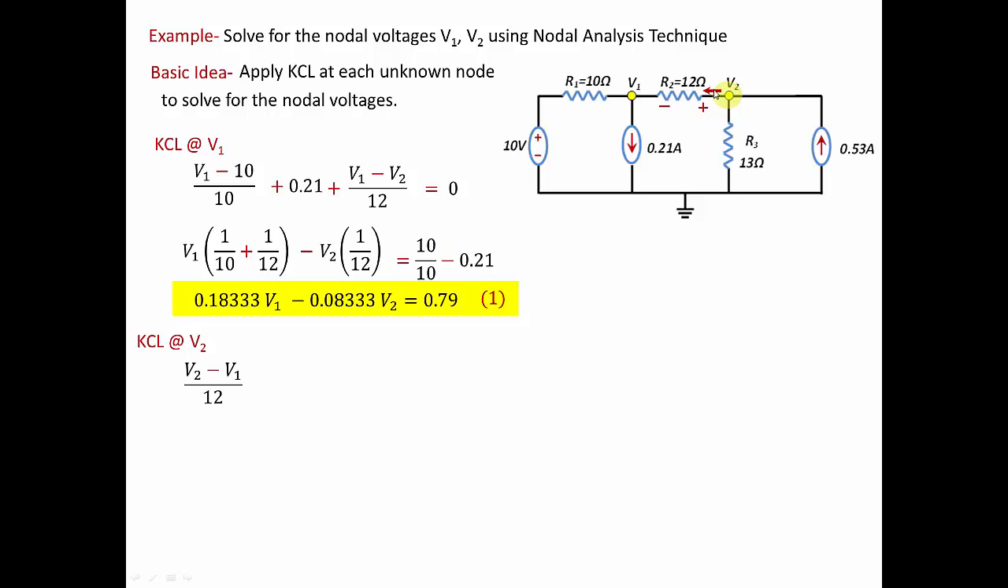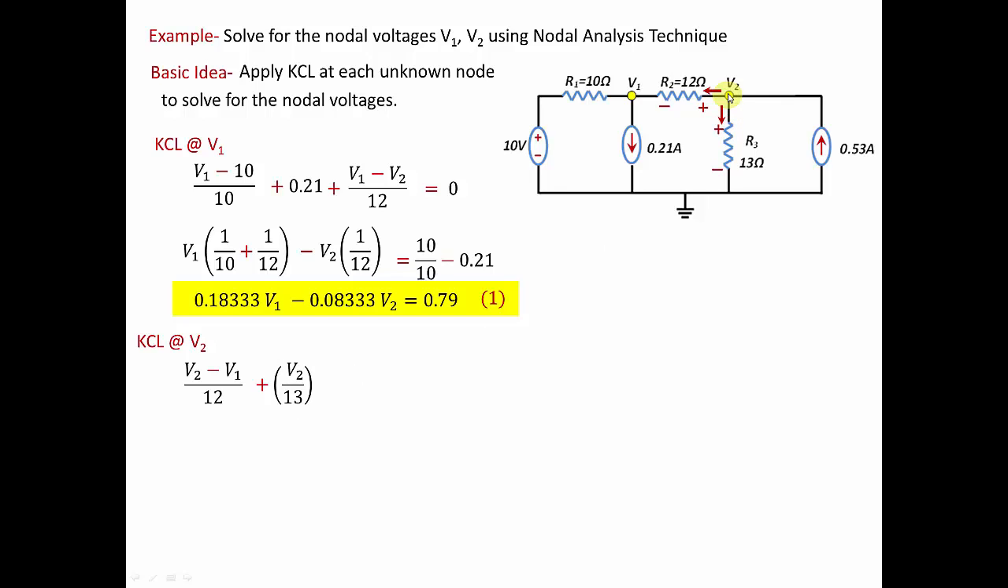That's the current leaving this resistor, plus the current leaving this other resistor over here. The current leaving this resistor is the voltage on the top, which is V2 minus 0, over the resistance, or simply plus V2 over 13, right?